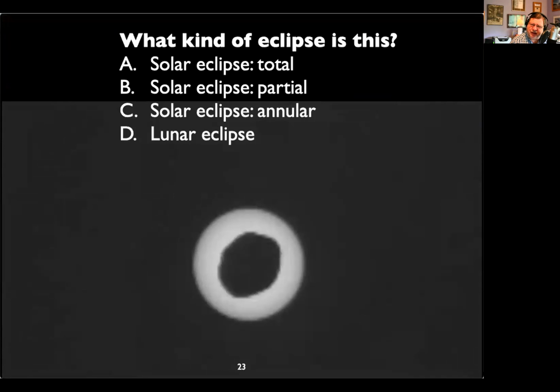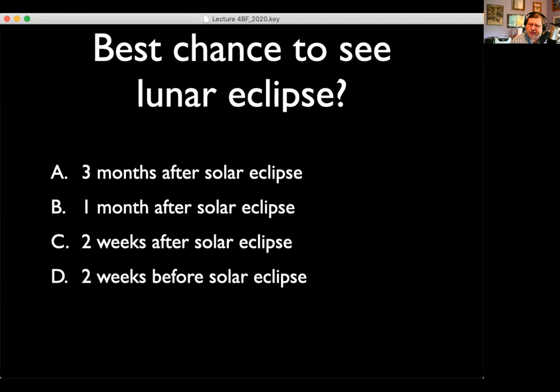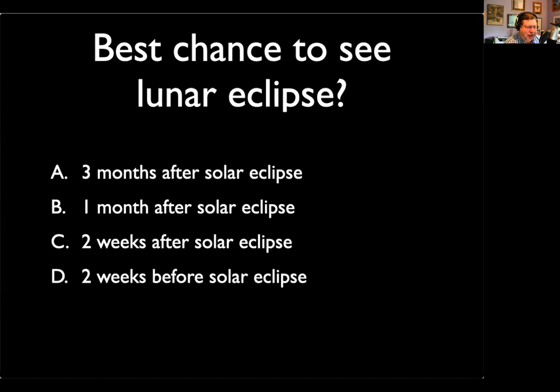which I just gave you the answer to the question. So let's skip the question. Best chance to see a lunar eclipse. Let's bring up the poll. And I haven't talked about this, but if you think about it, you can figure this out. Think about the fact that the moon takes a month to go around its orbit.